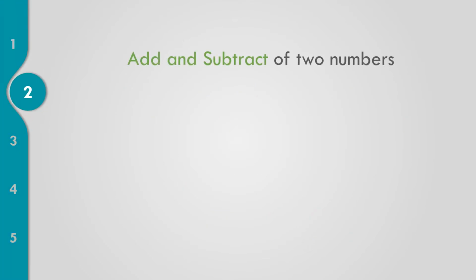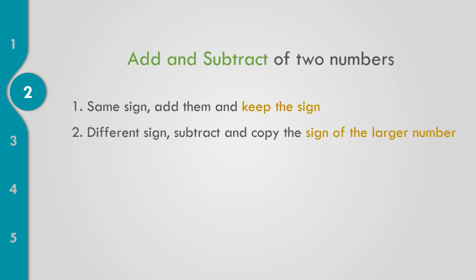So how to add or subtract two numbers? If we have the same sign, add and keep the sign. If different sign, subtract and copy the sign of the larger number. So let us apply it in the given negative 3 minus 5. So both of them are negative. That is negative 3 and negative 5. So it is also written as negative 3 plus negative 5.